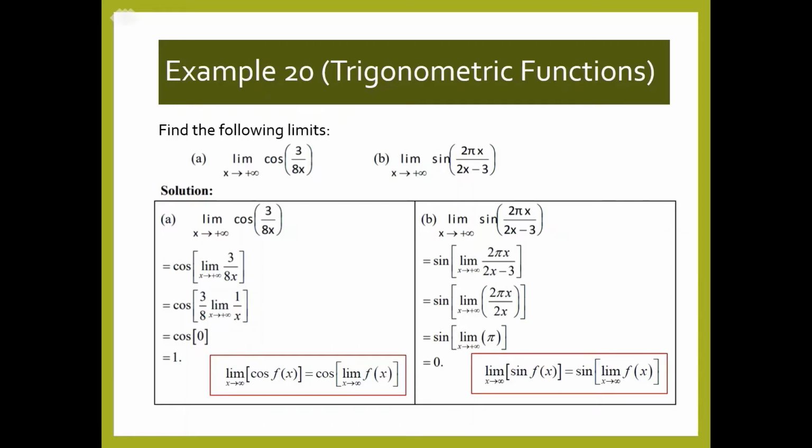For b, by putting the sine outside and by taking the highest degree of x term for the polynomial, the limit is simplified to pi. As sin pi equals 0, the final answer is 0.